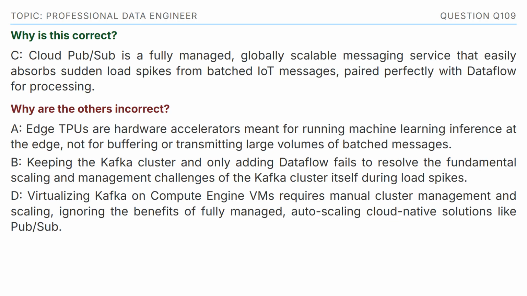Why are the others incorrect? A. Edge TPUs are hardware accelerators meant for running machine learning inference at the edge, not for buffering or transmitting large volumes of batched messages. B. Keeping the Kafka cluster and only adding Dataflow fails to resolve the fundamental scaling and management challenges of the Kafka cluster itself during load spikes. D. Virtualizing Kafka on Compute Engine VMs requires manual cluster management and scaling, ignoring the benefits of fully managed, autoscaling cloud-native solutions like Pub/Sub.